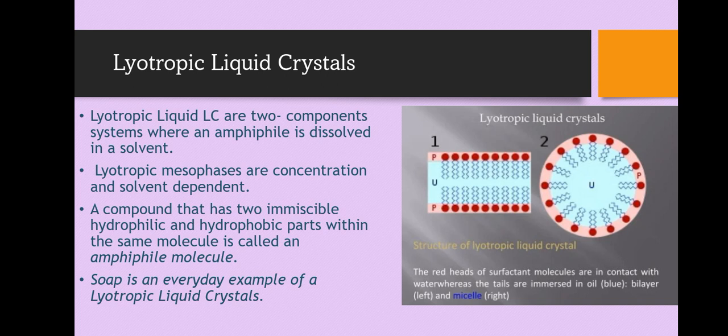Lyotropic mesophases are concentration and solvent dependent, and soap is an example of lyotropic liquid crystals. We know the cleansing action of soap: it forms micelles. That is shown in the figure, where the red heads of surfactant molecules are in contact with the water, whereas the tails are immersed in blue. The bilayer is on the left and the micelle is on the right. They are the lyotropic liquid crystals.